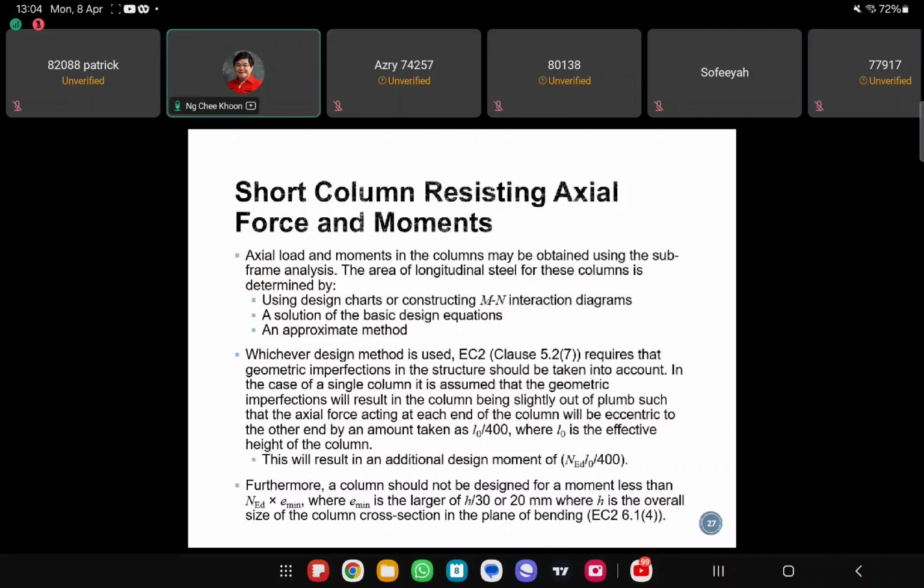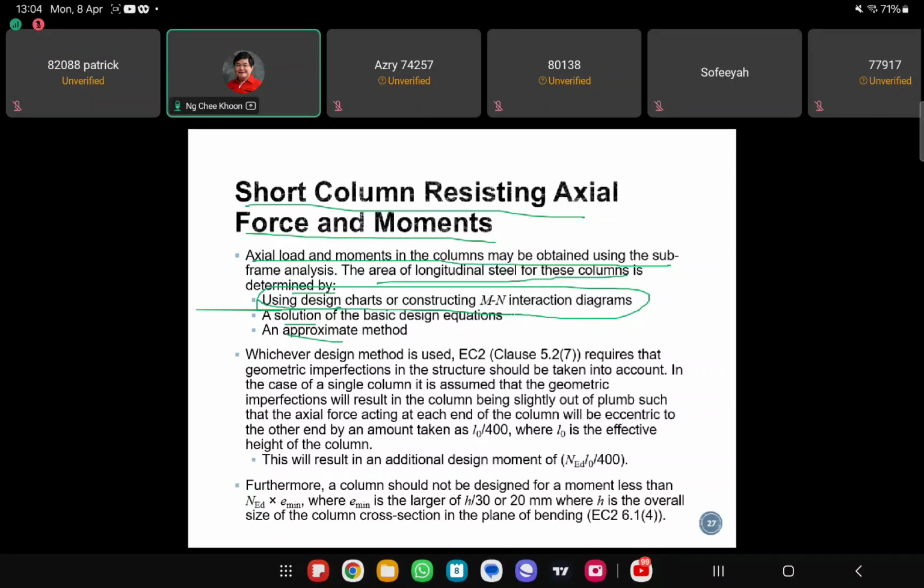Right. Next, we move on to the short column resisting axial force and moments. So here we say that axial load and moments of the column may be obtained using the subframe analysis. Okay, and then the area of longitudinal steel of this column is designed by, there are three methods, right? So we will only be using this method here, using the design charts, right?